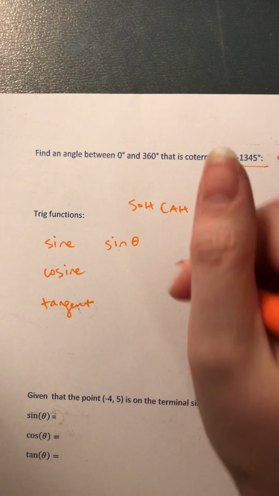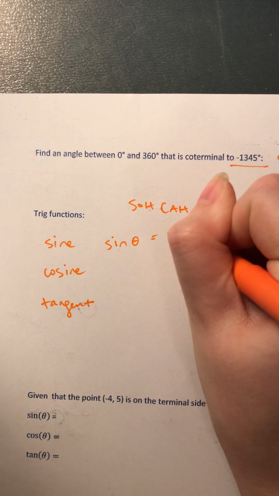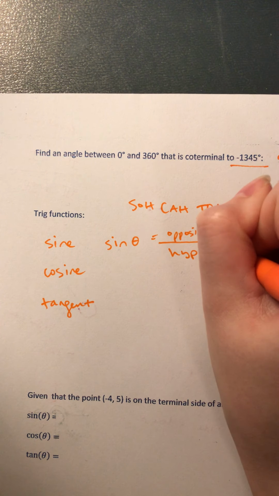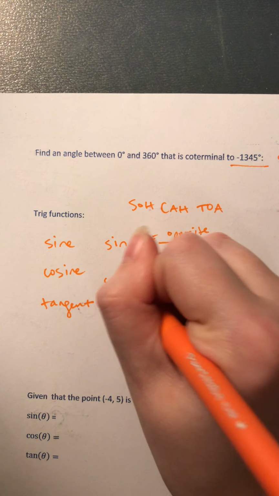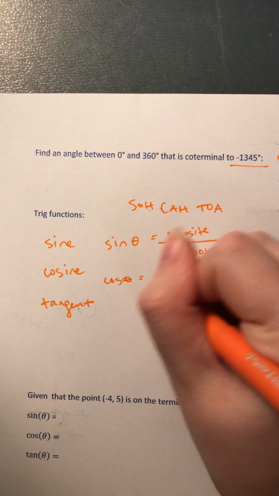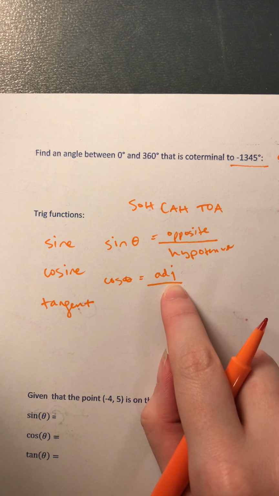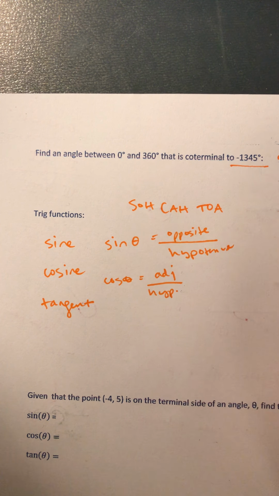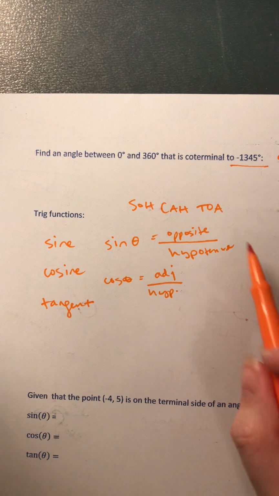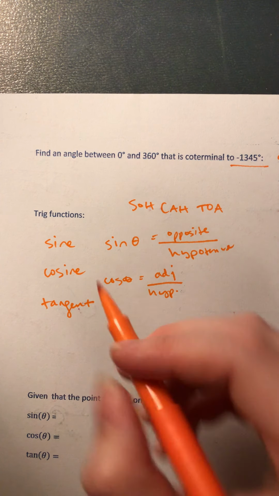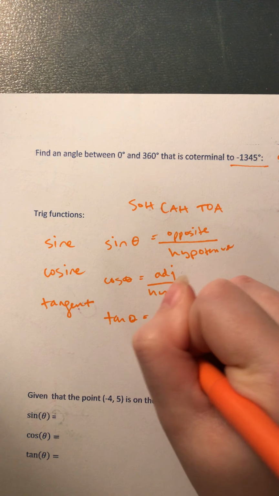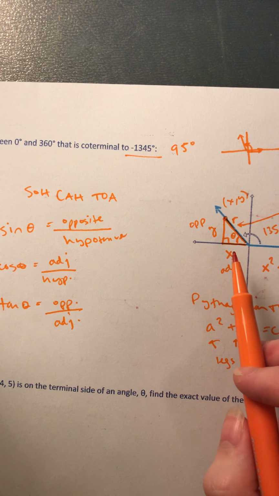So sine theta is the opposite side over the hypotenuse. Cosine theta is the adjacent side, and I usually just say ADJ for adjacent, over H, hypotenuse. I usually say hypotenuse. And tangent is opposite over adjacent. So tangent theta is opposite over adjacent. And that's just in terms of this triangle.